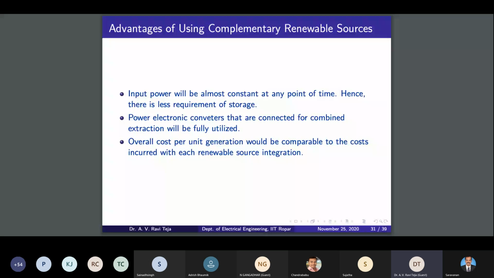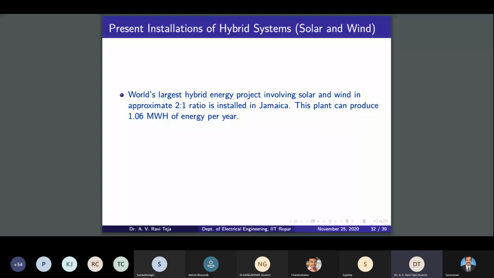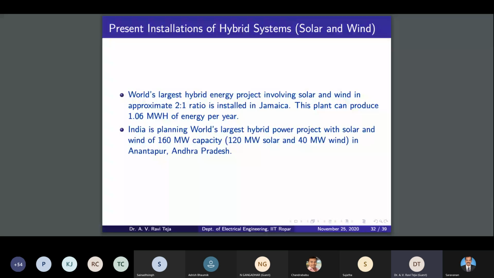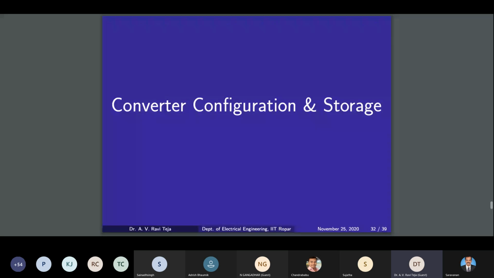But in the world, if you see, this type of hybrid renewable installation is also coming up in recent times. In Jamaica, a 1.06 megawatt energy plant has been installed. It has a 2:1 ratio of solar and wind. This ratio can change depending on location. Right? In India also, we are planning to build a 160 megawatt plant, 120 solar and 40 wind, a combined hybrid renewable energy plant in Anantapur of Andhra Pradesh. Right. So now we'll see how we can optimize the converter and storage for a hybrid renewable energy system.